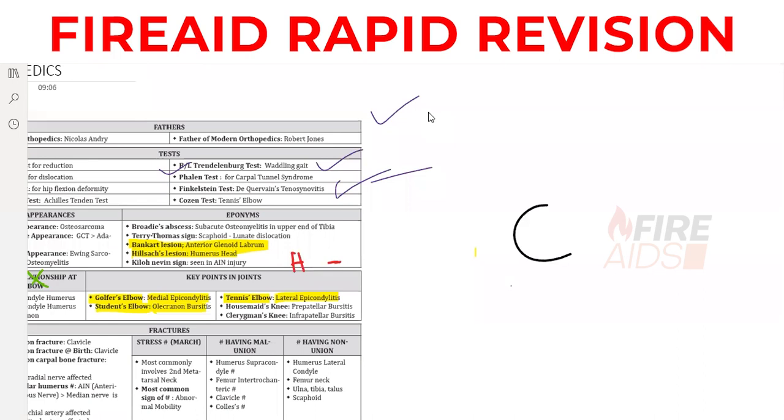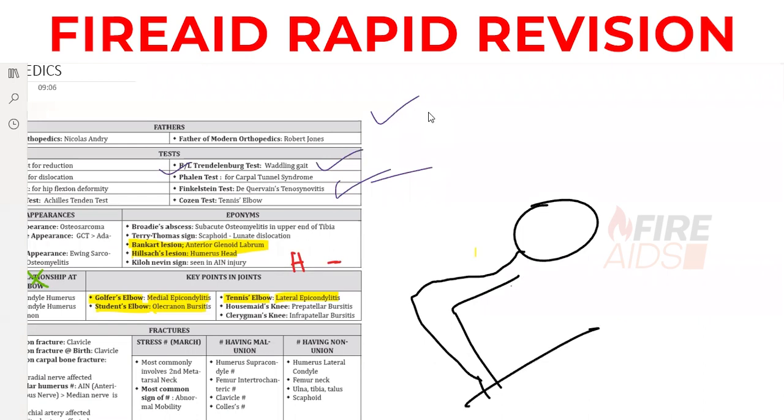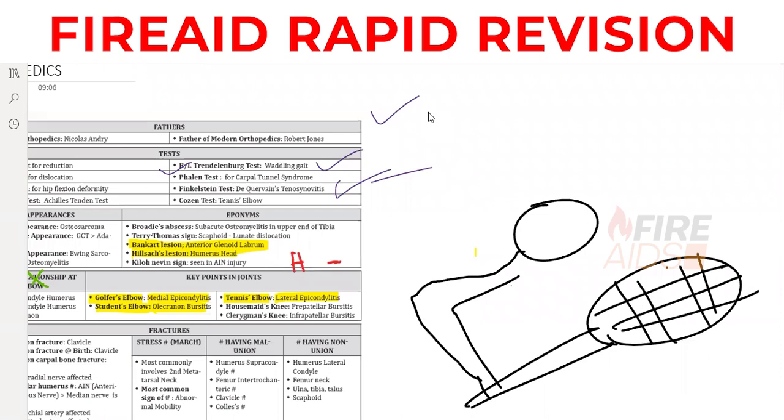So imagine a tennis player who is holding a tennis bat like this while he is playing. In tennis elbow, you have to remember that the lateral part is going to be affected. Tennis elbow, lateral epicondylitis.